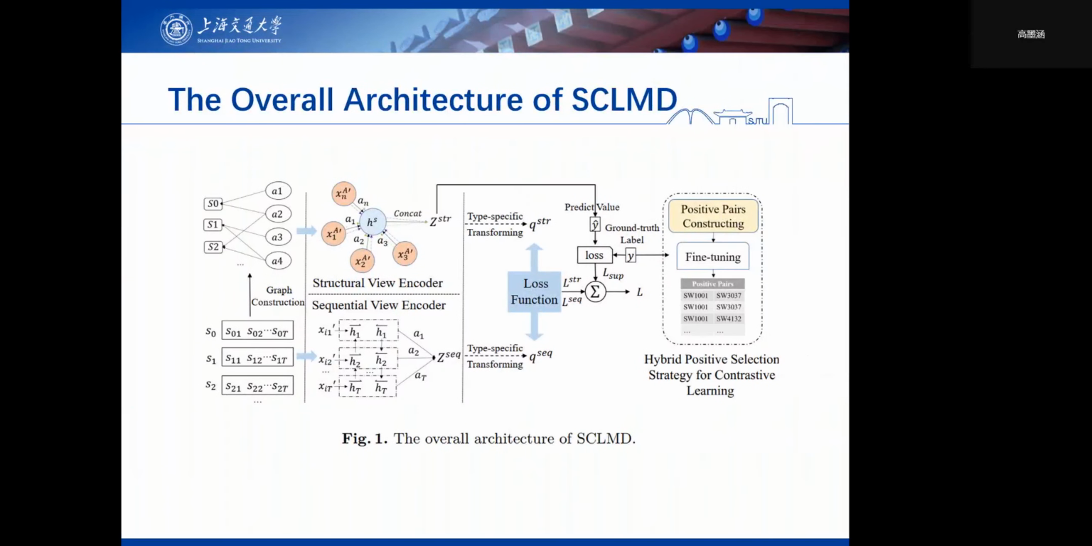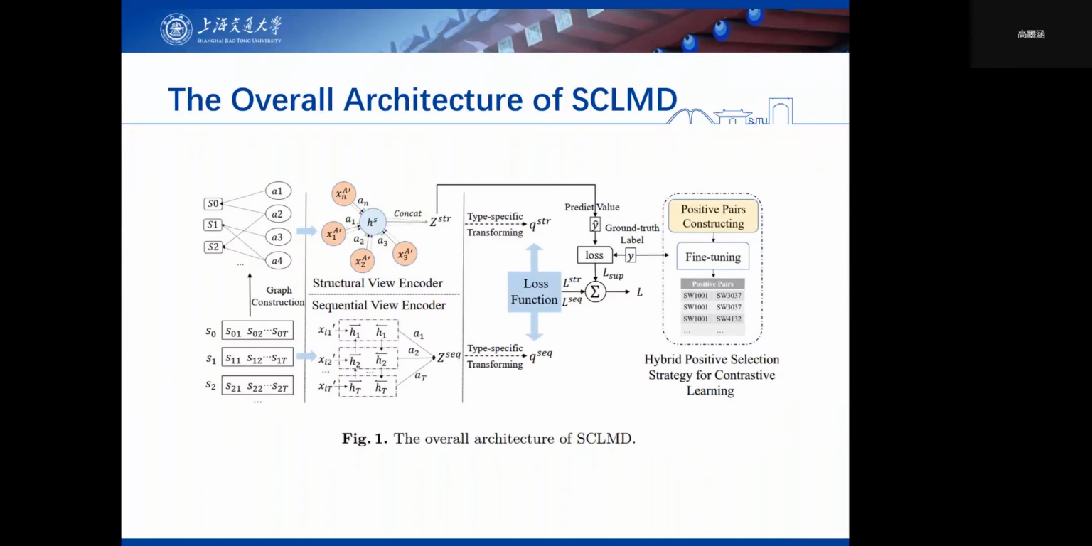SCLMD is a new semi-supervised contrastive learning malware detection method based on API call sequence. The overall architecture is shown as Figure 1. In order to make full use of large amount of unlabeled software for training, we first construct a heterogeneous network based on the API call sequence to express the complex relationships between software and API.